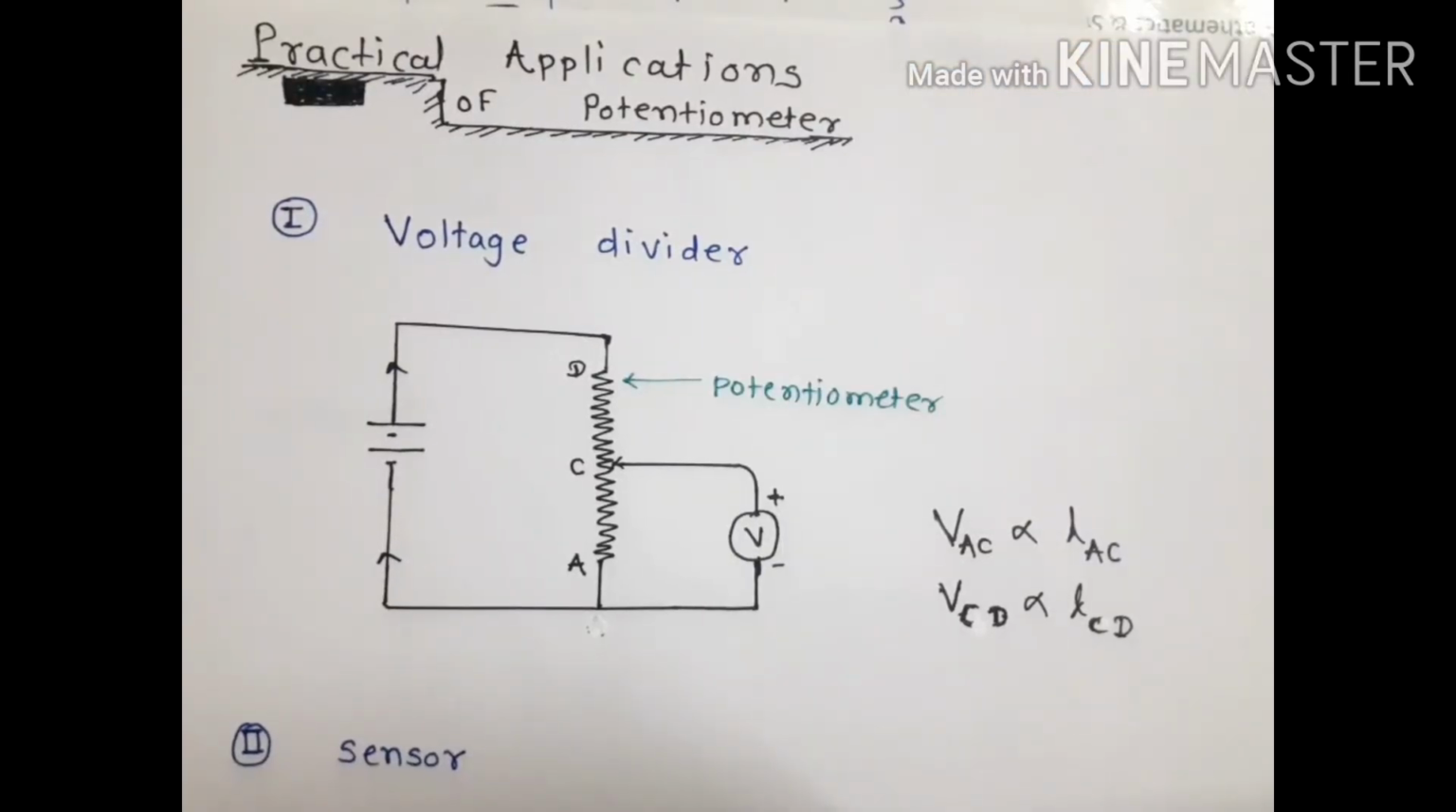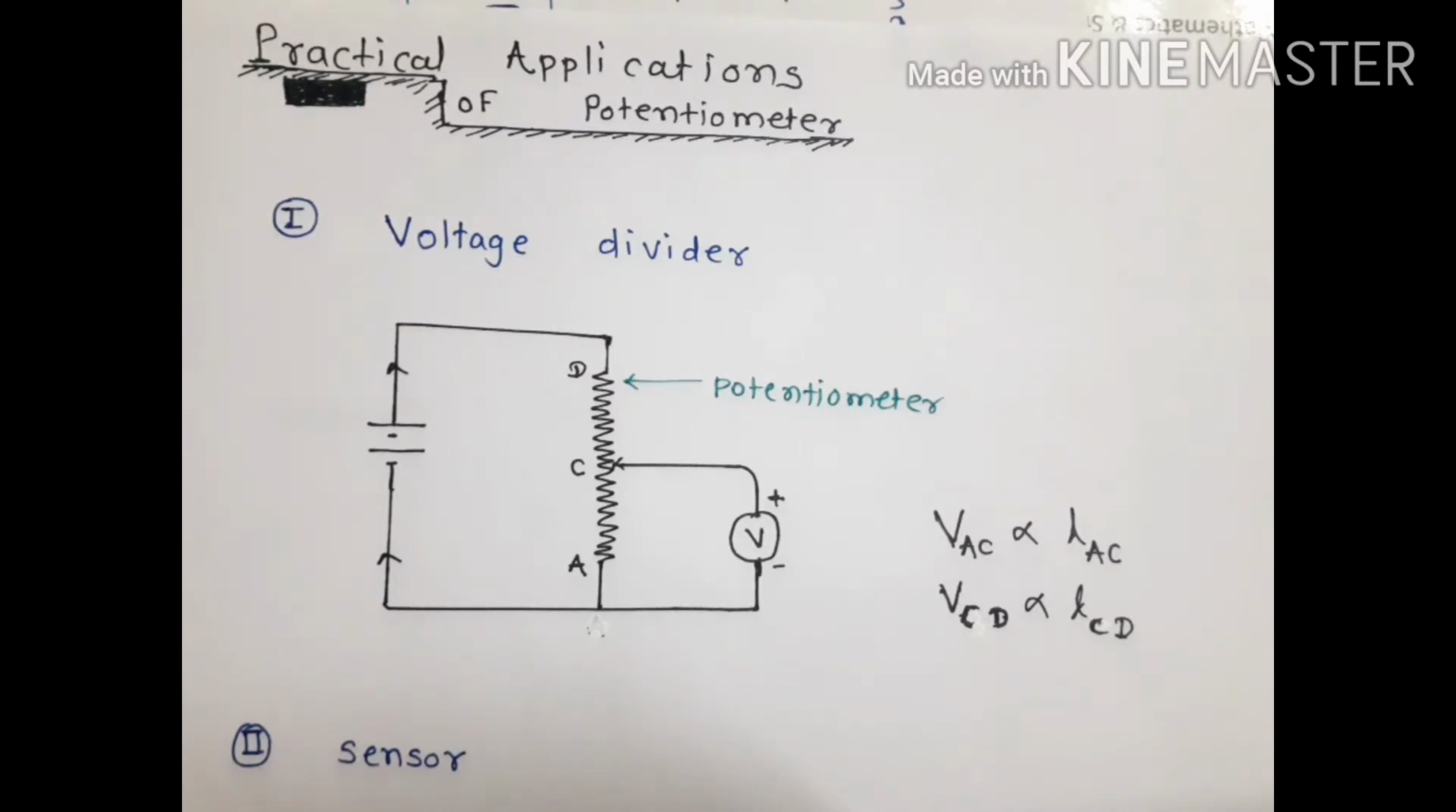In the previous lecture we already studied some laboratory applications, that is, how to compare the EMFs of given cells by using the individual method as well as the sum and difference method, and how to determine the internal resistance of a given cell with the help of a potentiometer. These are some laboratory applications of the potentiometer. Now today we are going to discuss some practical applications of the potentiometer.